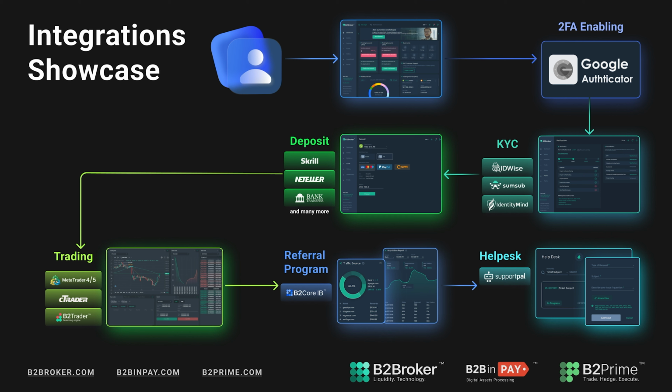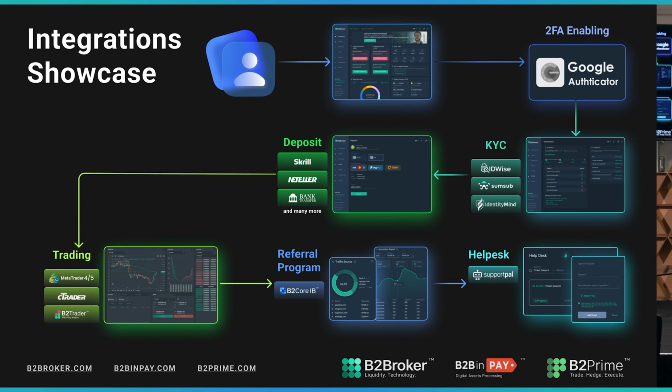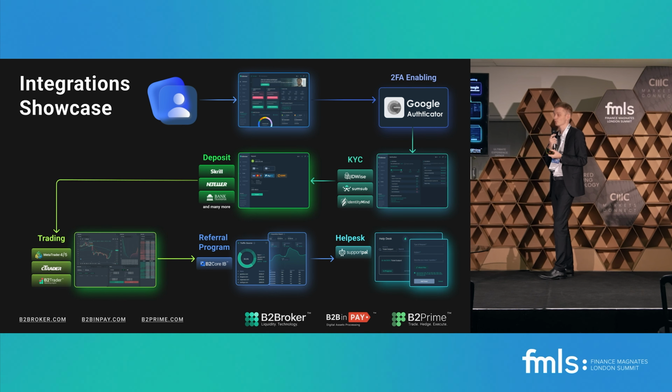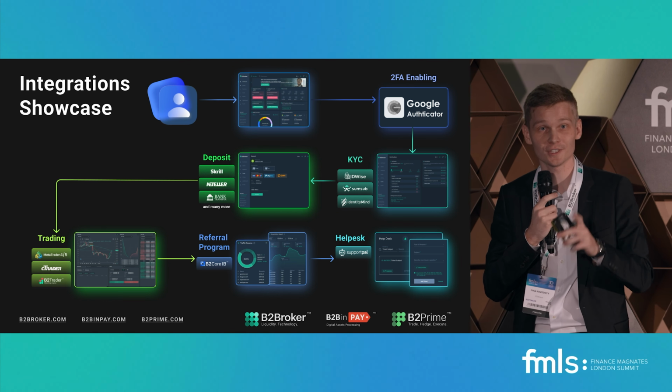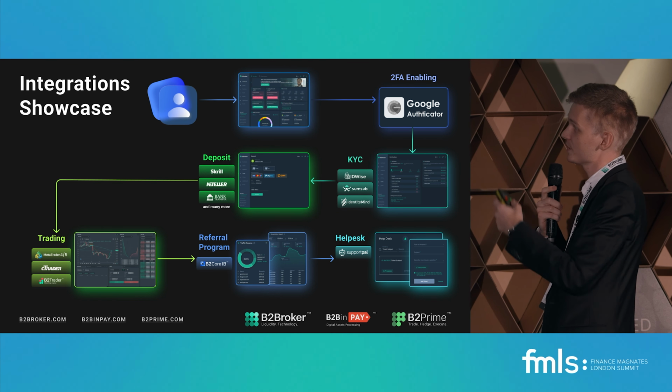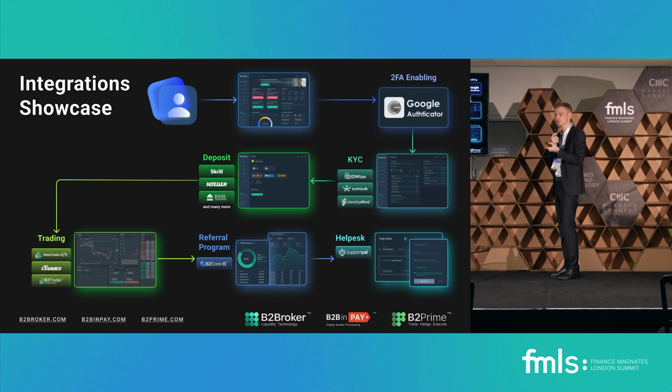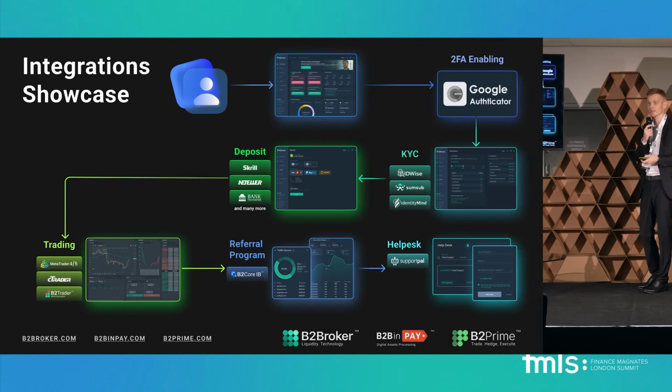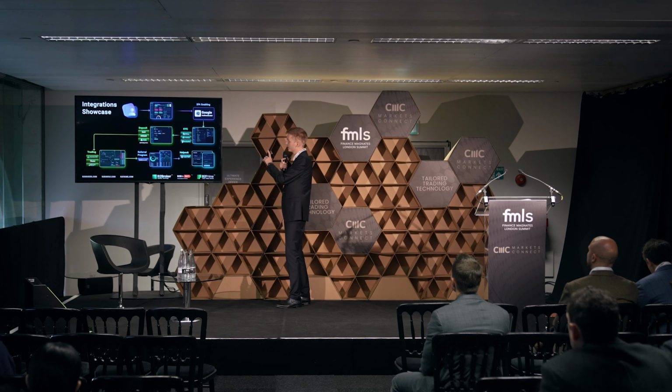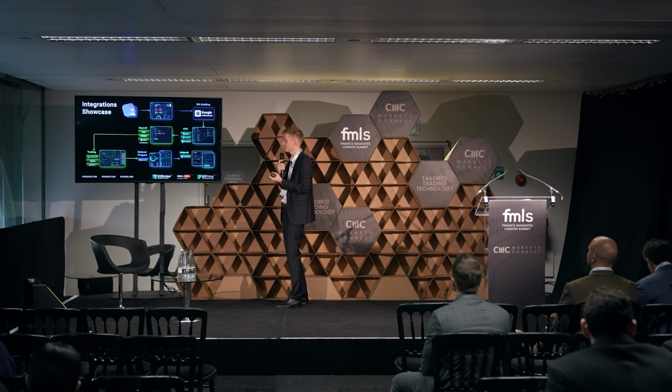So as you can see, if I am the CRM user and I'm entering the CRM, I want to make sure that it's secure. So I'm automatically enabling 2FA, which is basically provided by Google Authenticator. That's one integration already. Then I'm passing the verification, where I'm uploading my documents, which are automatically processed by providers such as Sum and Substance, IDWise, or IdentityMind, and I'm getting myself verified in two to three minutes. That's the second case. Then I'm making the deposit through different types of payment systems, Skrill, Neteller. That's the integration, and I'm able to fund my account through third-party integrations.